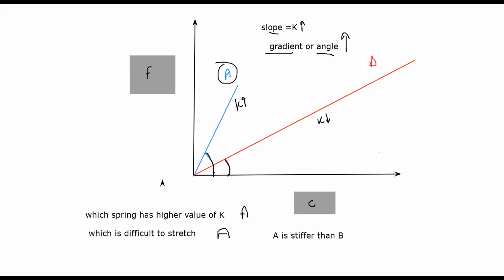Stiffness refers to needing a greater force to change or deform an object. We use the term stiff or stiffer. So A is stiffer than B. Is this example clear?